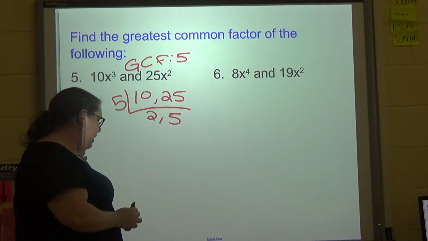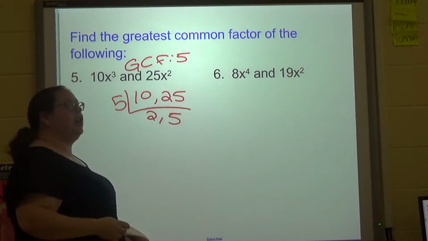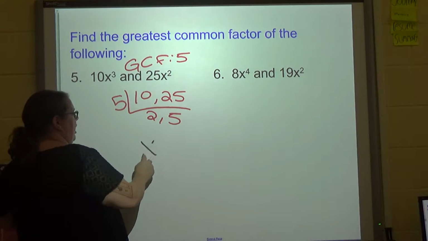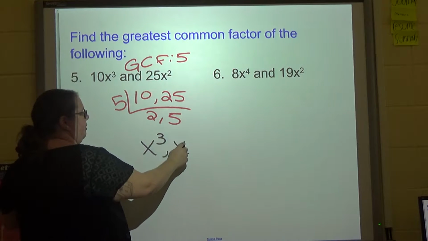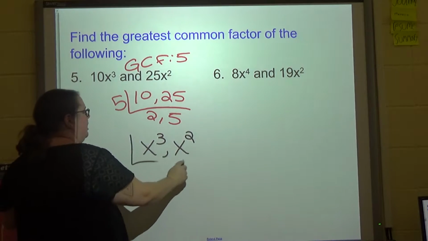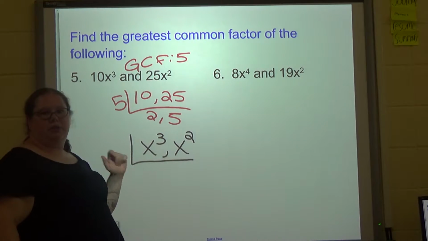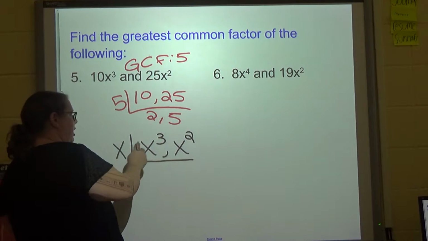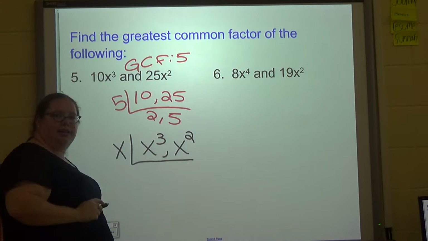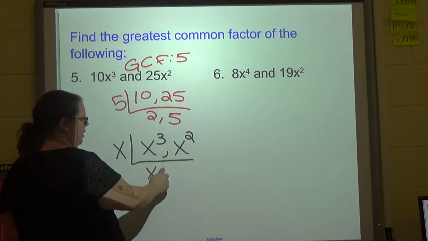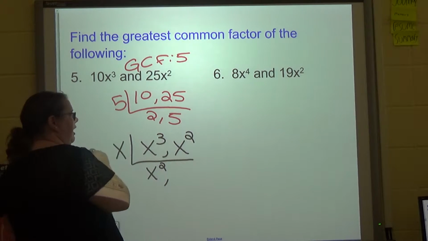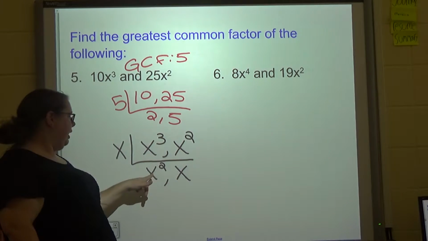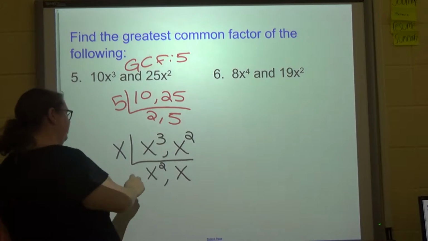Now, let's think about the variables. X cubed, comma, x squared. What divides into both of those? Well, they're x's, so an x does. X cubed divided by x, remember we subtract our exponents. X squared divided by x is x. Can I divide again? Well, yeah, I can put another x there.